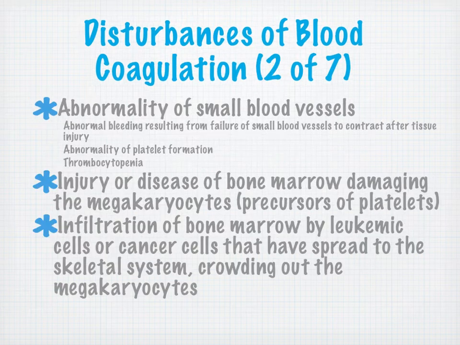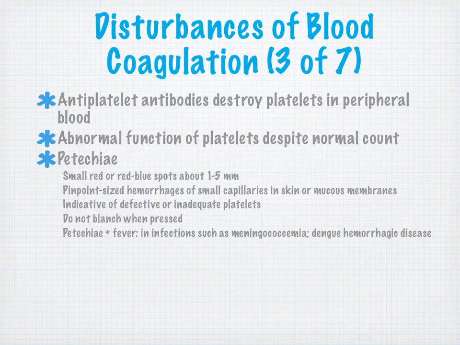that don't belong there. So abnormality of the small vessels would result in abnormal bleeding because the small vessels don't contract. And there could be an abnormality of platelet formation, and that could result from thrombocytopenia. We could have an injury or disease of bone marrow that damages the megakaryocytes, and so we don't end up with platelets because we don't have anything to start with. You can't make a platelet if you don't have the raw material. And infiltration of bone marrow by leukemia cells or cancer cells that have spread to the skeletal system, and those crowd out the megakaryocytes, so the megakaryocytes don't actually get to turn into platelets.